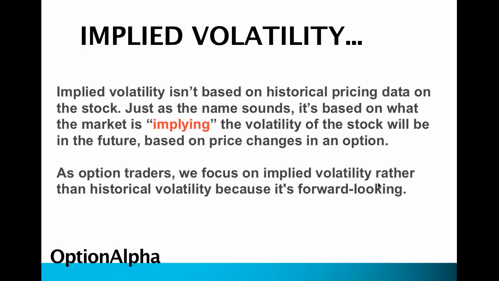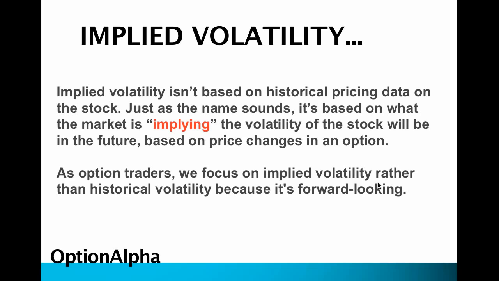Now let's get into implied volatility. Implied volatility isn't based on any historical pricing data on the stock. It's actually based on what the sound of its name suggests, and that is that implied volatility is implying the volatility of the stock in the future based on price changes in the underlying options. So as option traders, we want to focus on implied volatility rather than historical.